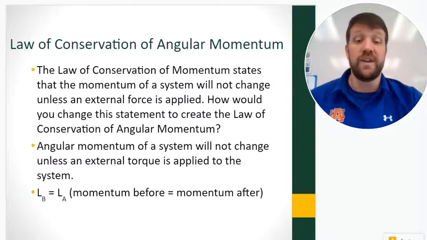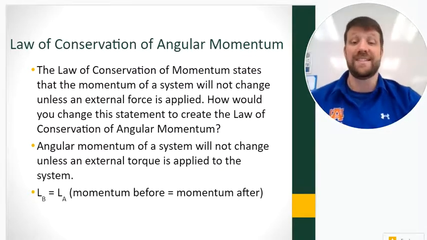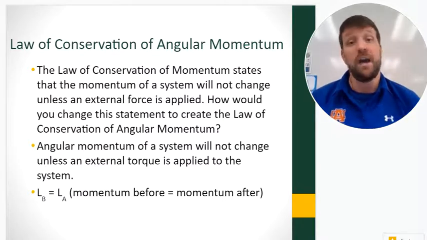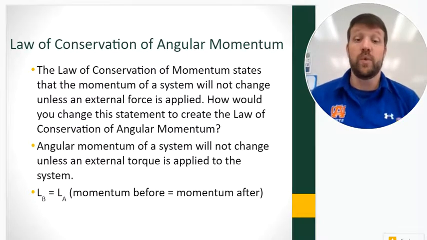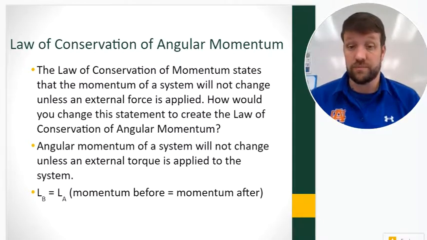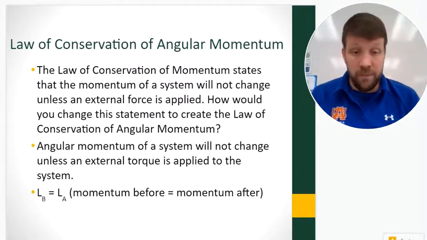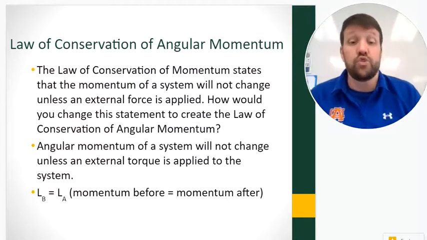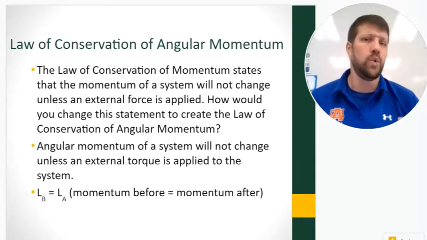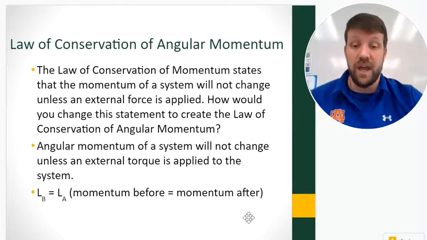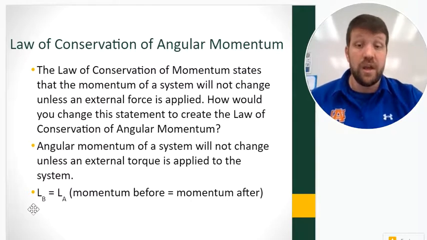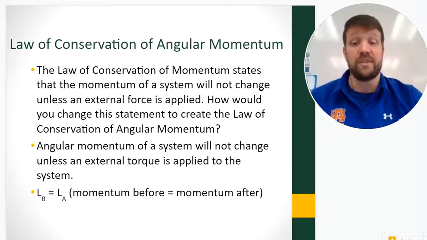So, law of conservation of angular momentum, this is important. This states that the momentum of a system will not change unless an external force is applied. Friction can be an external force, so keep that in mind, but if you see ignore friction, then we're going to have a constant angular momentum throughout. All right? So how would you change the statement to create a law of conservation of angular momentum? We're just going to say it's not going to change unless an external torque is applied. And we're going to get to torque, but torque is basically force applied at some radius in that circular direction. We'll get to that in just a minute. So again, conservation applies. We're going to have the same momentums here continuously.